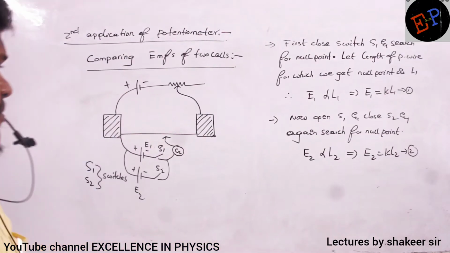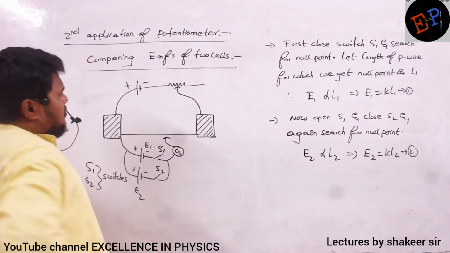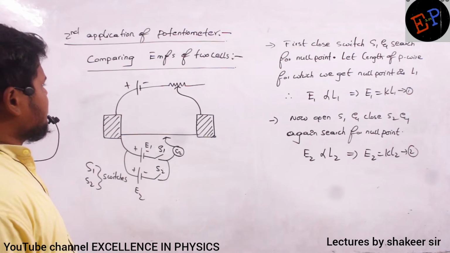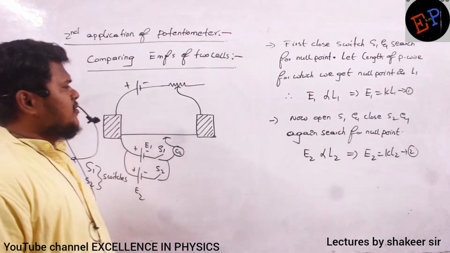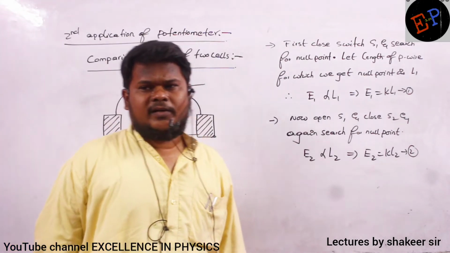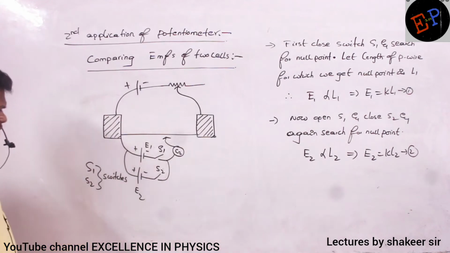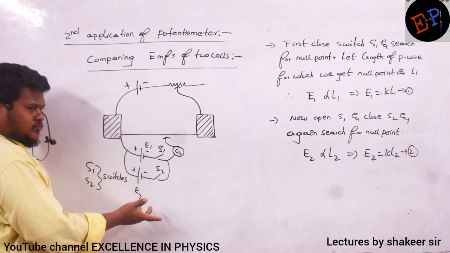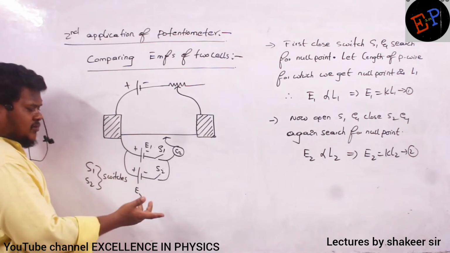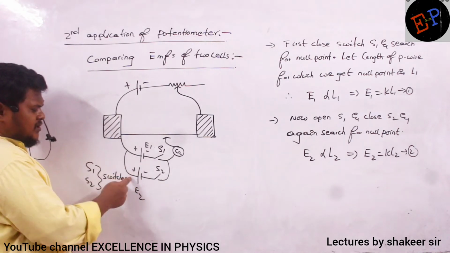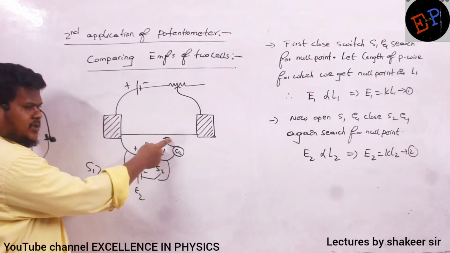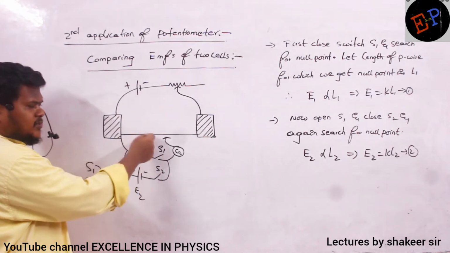Now listen carefully. Now we are studying the second application of the potentiometer. In the first application, we studied how to find the EMF of an unknown battery. Now we are trying to compare the EMF of two cells. These EMFs I don't know. What is the EMF of the first cell, the second cell, I don't know. So I am connecting them in parallel, and there are two switches also. There is a galvanometer, and there is a jockey, which can slide on this potentiometer wire.